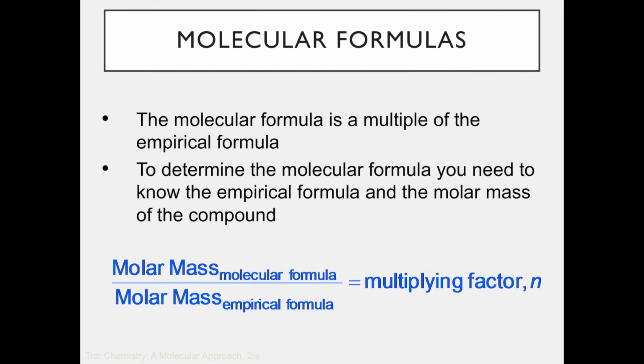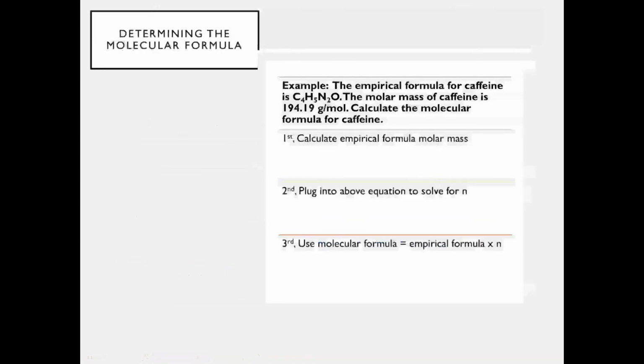To determine the molecular formula, you need to know the empirical formula, just like we found before, and the molar mass of the compound, like the true molar mass. And this is how it may be worded. So here's an example. It says the empirical formula of caffeine is that, and we have the molar mass of caffeine there, and it says calculate the molecular formula. So we can find the molecular formula as long as we have the empirical formula, which sometimes you may need to solve for, and then we need to have the molar mass of the real compound.